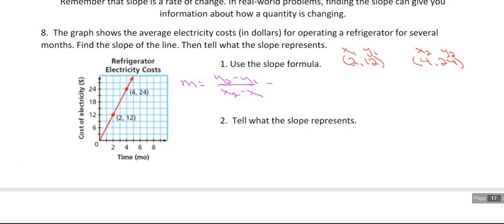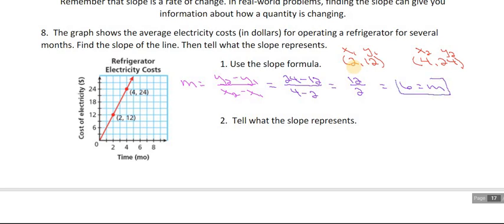When I substitute my values in, my y2 is 24, minus y1 is 12. So 24 minus 12 over x2 is 4, minus x1 is 2. So over 4 minus 2. 24 minus 12 gives us 12. Over 4 minus 2 is 2. 12 divided by 2 is 6. So my slope is 6.